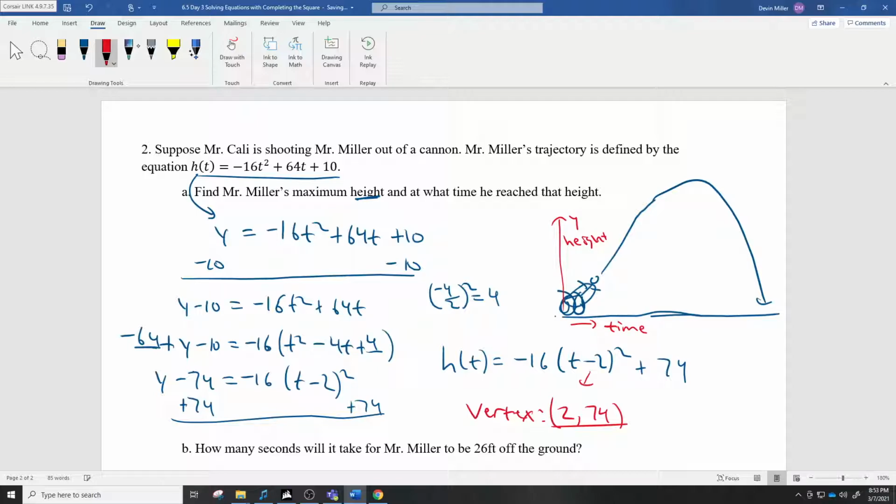And so since this is a vertex, this is the very, very top part that I'd be getting at right here. And the time there is our vertex, which would be 2 seconds. And my height would be at 74 feet. So really that's your answer.